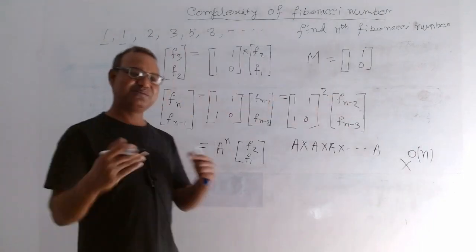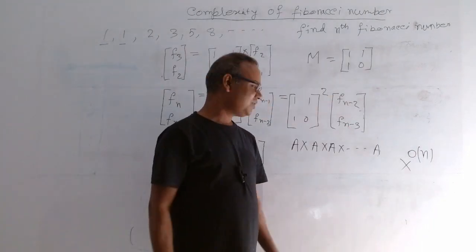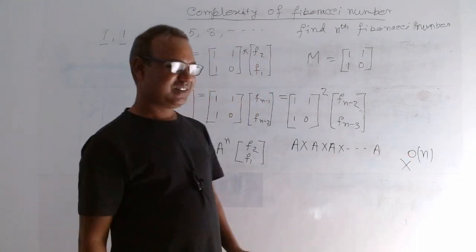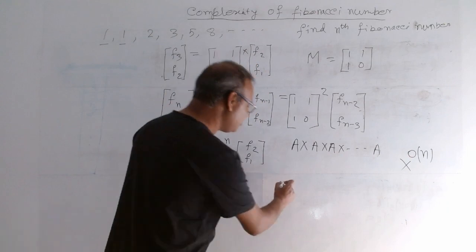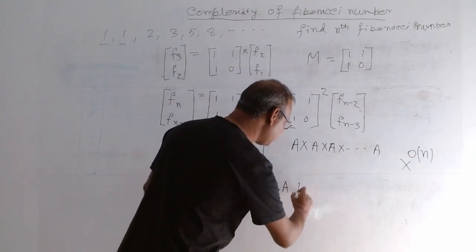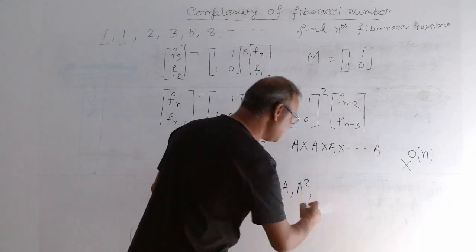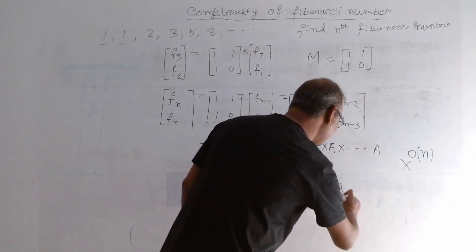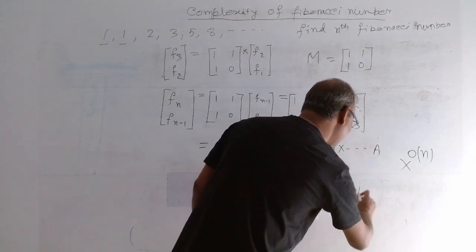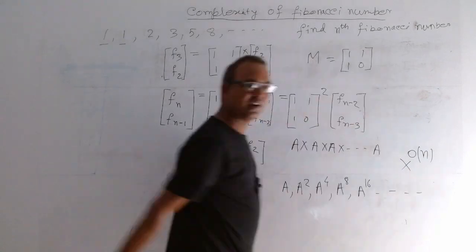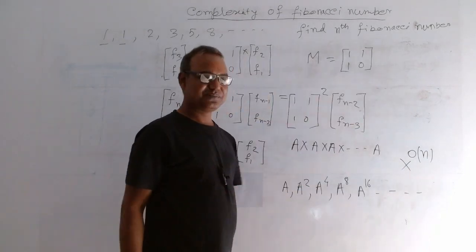We can make it even faster. How? Why should we compute all these A's? We already have A. The next thing we will compute is A square. Next we will compute A to the power 4. Next A to the power 8, A to the power 16. Okay, in this way. So these are the multiplications.